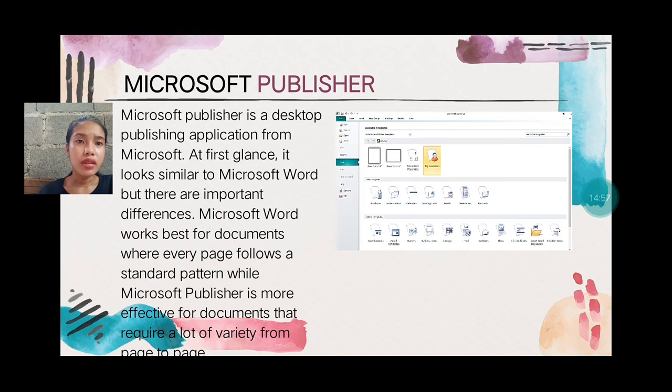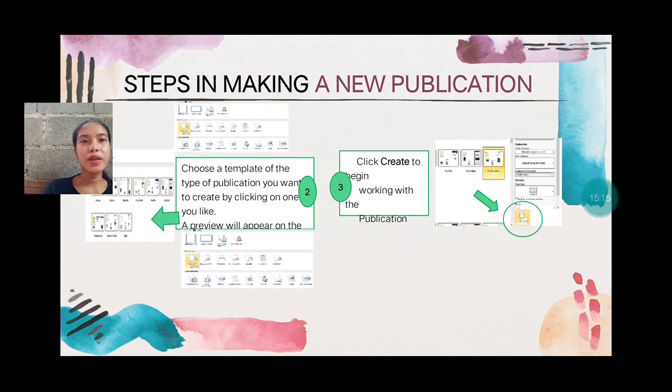Microsoft Word is best for documents where every page follows a standard pattern, while Microsoft Publisher is more effective for documents that require a lot of variety from page to page. Okay, so here are the steps in making a new publication. As you can see in the picture, there are steps in making a new publication, and I have here a video presentation.